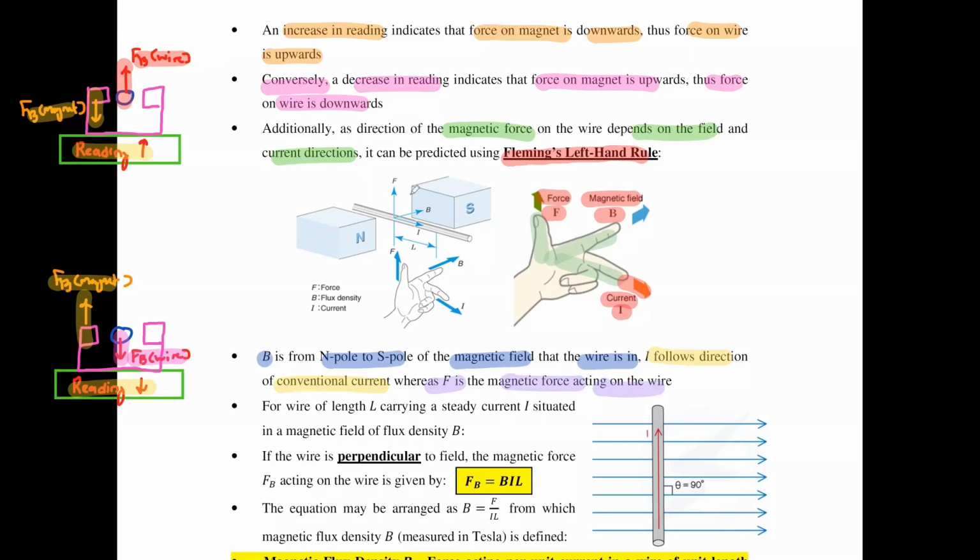If you apply Fleming's left-hand rule to the example in the previous page, the current in the wire was flowing in this direction, whereas the direction of your magnetic field is from north to south. So if you orientate the fingers of your left hand according to Fleming's left-hand rule, you will notice that your thumb is pointing upwards. This is the direction of the magnetic force acting on the wire.